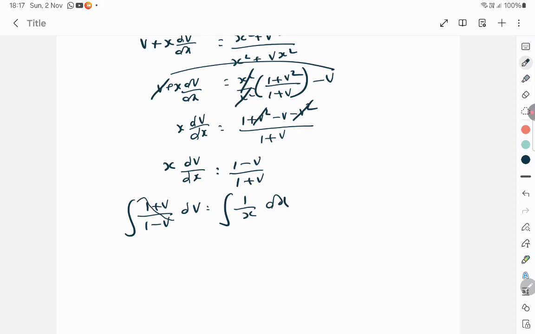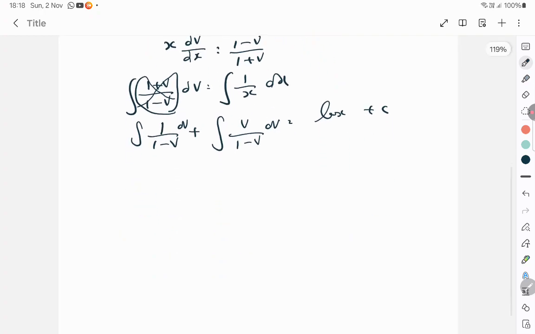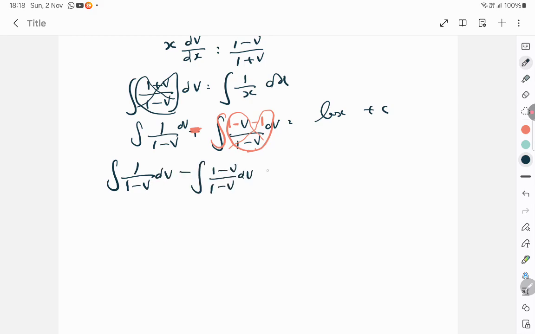To integrate this, you must know that you have to do it like a bandage and integrate 1/(1 - v) plus v/(1 - v) dv, which equals log x + c. The right side is sorted, but here is where you have a problem. To integrate v/(1 - v), you should have seen the intro video where I put a minus outside and also a minus inside. Then I add 1 and subtract 1, and combine this and this like a band-aid. So this will be the integration of 1/(1 - v) dv minus the integration of (1 - v)/(1 - v) dv, minus of minus will be plus, integration of 1 - 1/v dv, equal to log x + c.